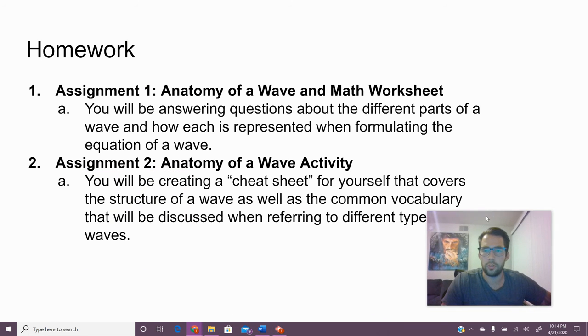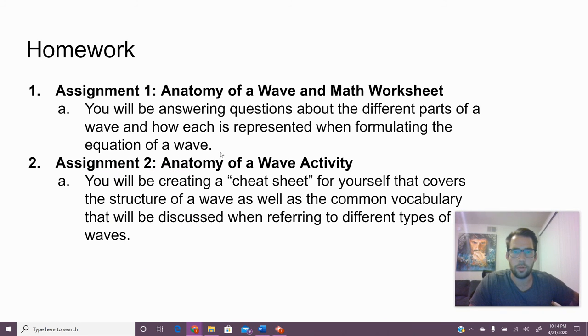Okay, so your homework assignments are going to be one, a worksheet, Google form. You're going to be answering questions about the anatomy of a wave, and you're going to be practicing figuring out how amplitude and the period and how cosine and sine work for making a formula, creating an equation. And then you're going to be doing an anatomy of a wave activity. What you're basically doing is creating a cheat sheet for yourself that covers the structure of a wave, the frequency, the period, the wavelength, and you're going to be drawing it. And you're going to be defining these terms on the back of it.